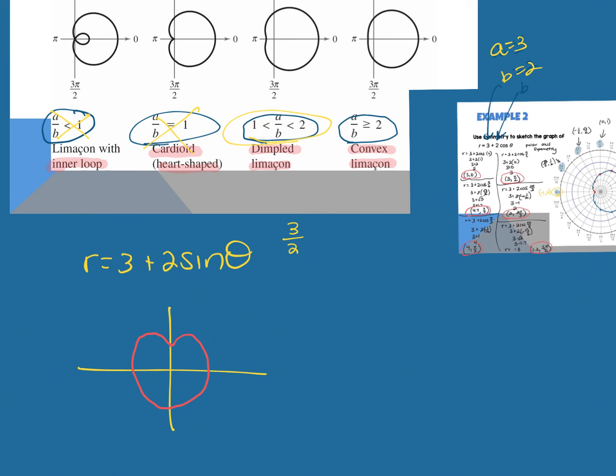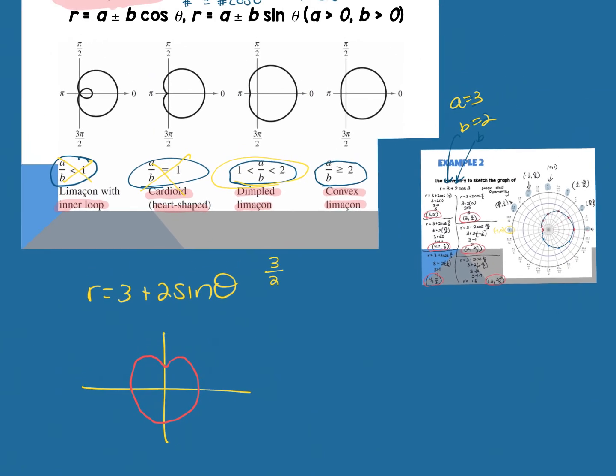So it depends on which way it's facing. And if it was a minus, it could be upside down, right? If it was a minus cosine, the dimple would be on the right-hand side instead of the left. So you'll get that from your coordinate points. You're going to have to plug in coordinate points.